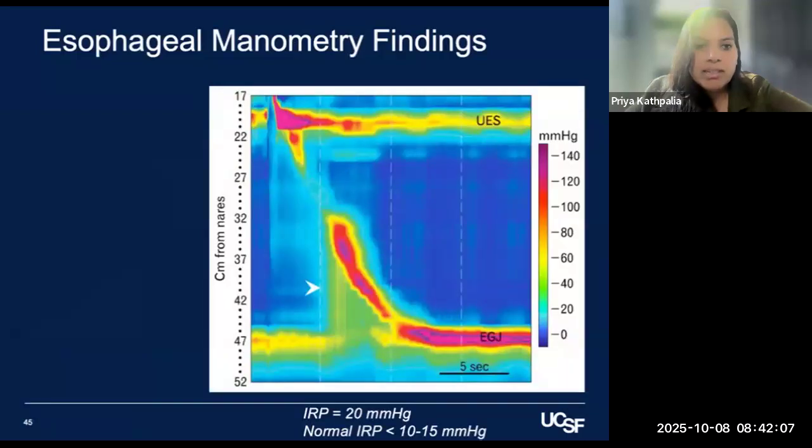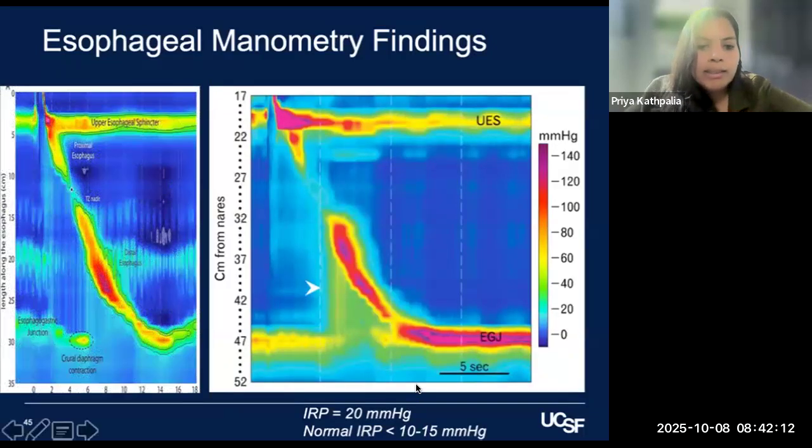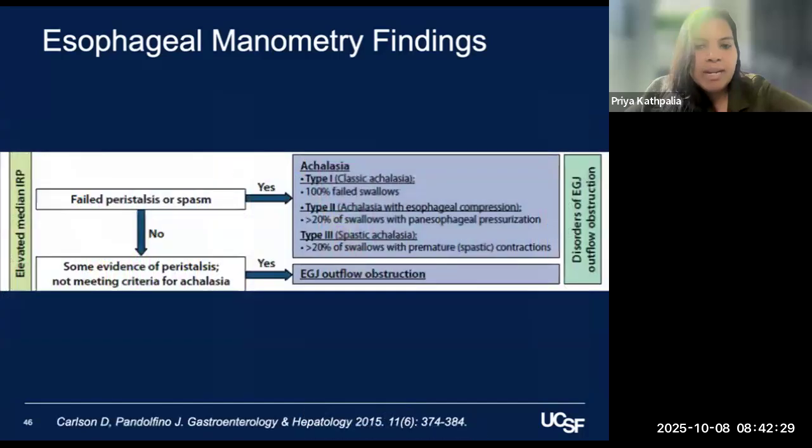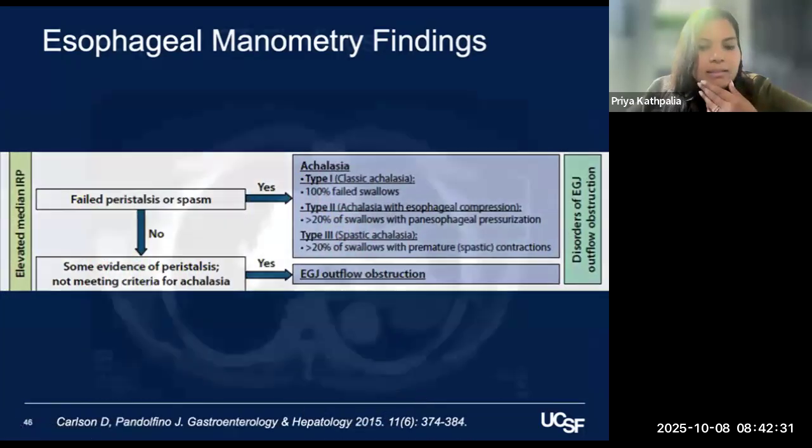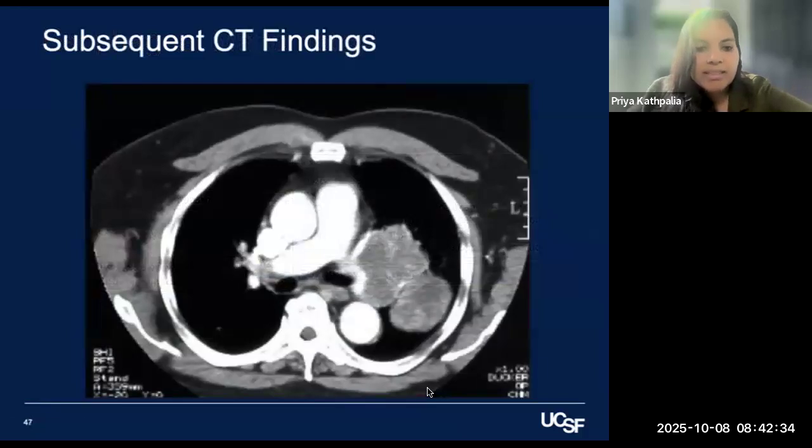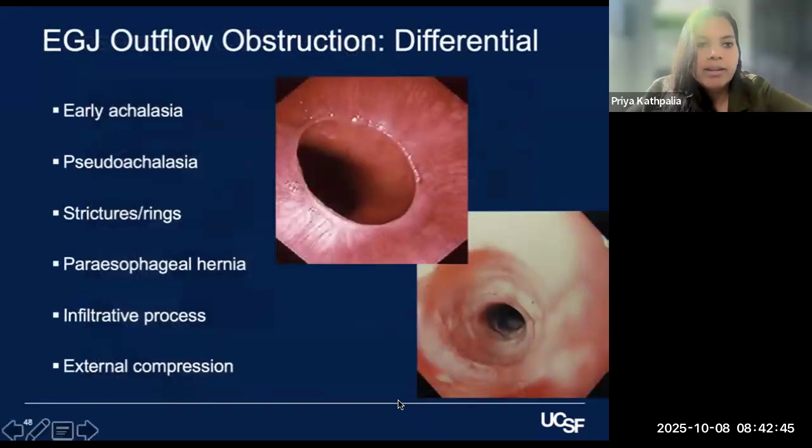So this patient undergoes manometry, and the IRP is elevated, but this patient has a normal peristaltic wave. And so this patient is classified as an EGJ outflow obstruction. And the patient undergoes a CT scan because of the high clinical suspicion for malignancy, and unfortunately has a large mass in the lung that seems to be compressing on the distal esophagus.